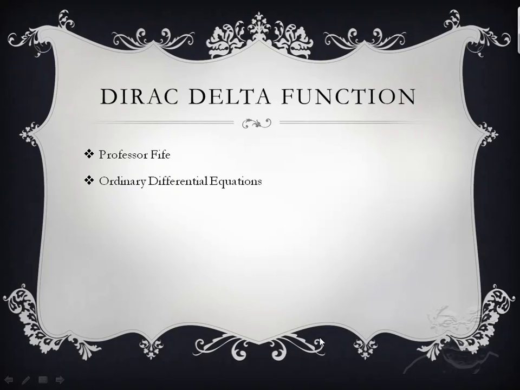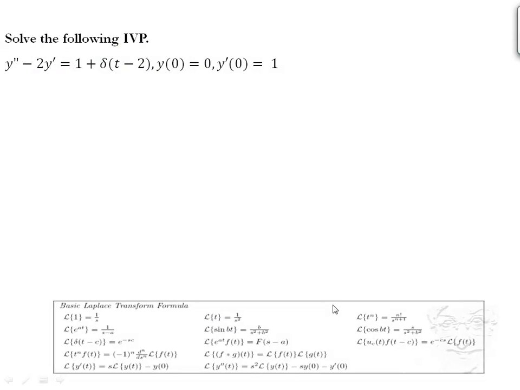Solving a differential equation involving a Dirac delta function. Okay, we're going to solve this initial value problem. I have the second derivative of y minus 2 times the first derivative of y is equal to 1 plus delta of t minus 2, and my initial values are y of 0 equals 0 and y prime of 0 is equal to 0. Down here at the bottom of the screen I have some basic Laplace transforms.